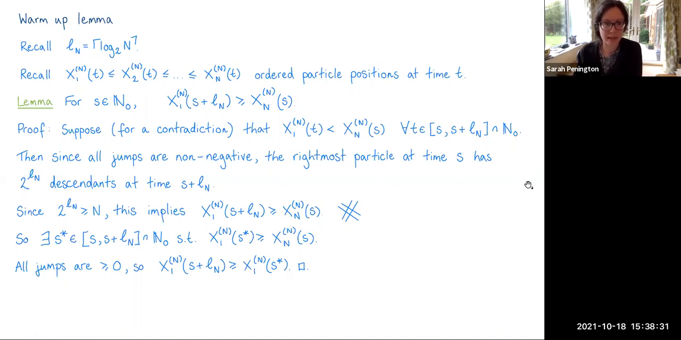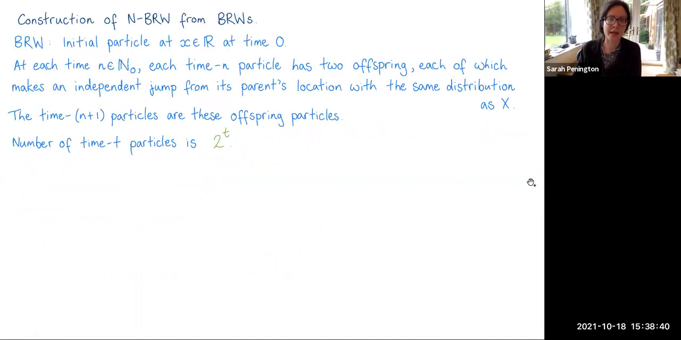So then the second thing that we're going to use is that we can construct our n-particle branching random walk in a natural way from n independent branching random walks. So what do I mean by a branching random walk in this context? I mean that we'll have an initial particle at some fixed position x on the real line at time 0.